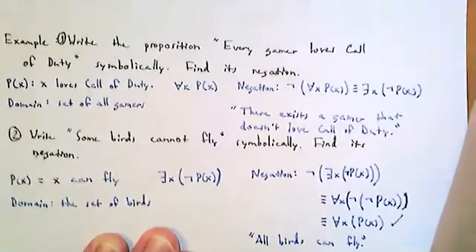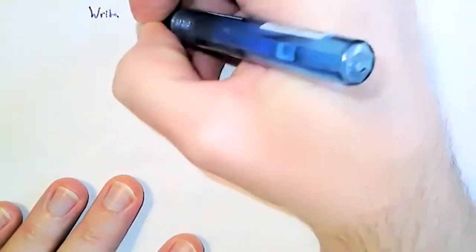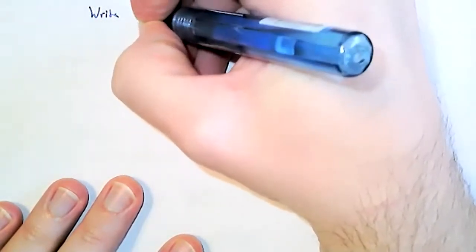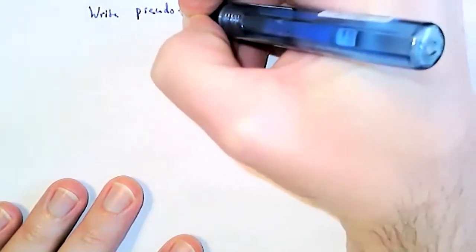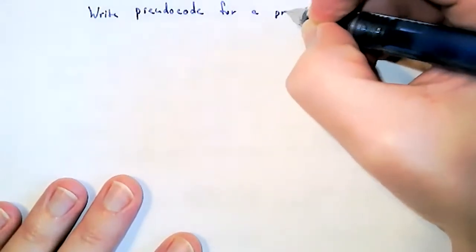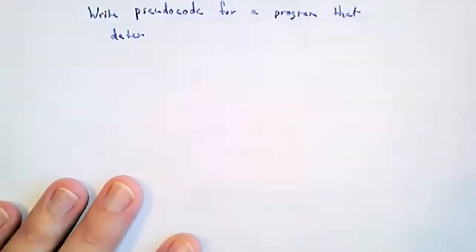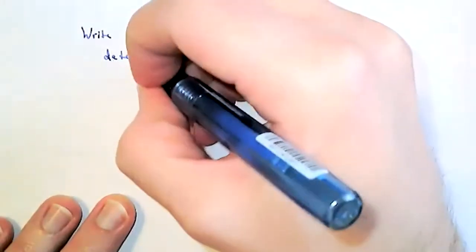Okay. So there's one more thing I want to do before we can move on to some of your questions. What I want to do is write some pseudocode for a program that determines if an existentially quantified statement is true or false.